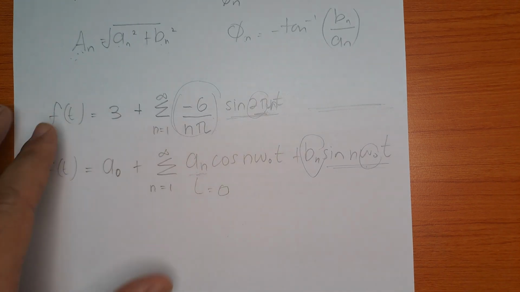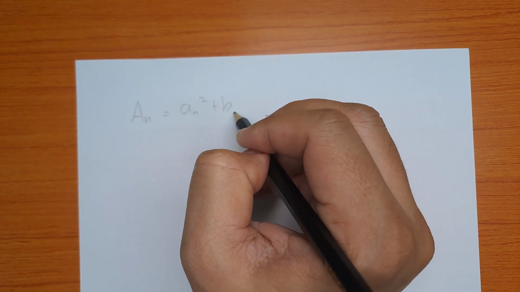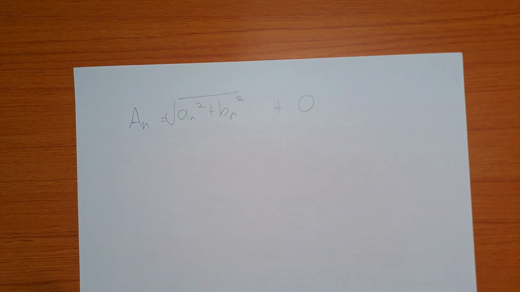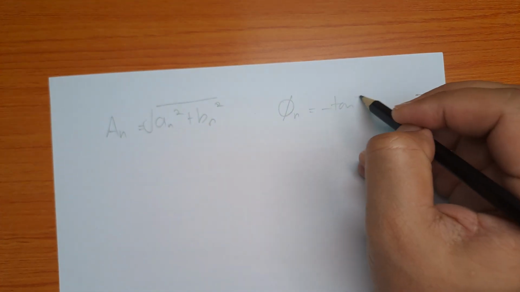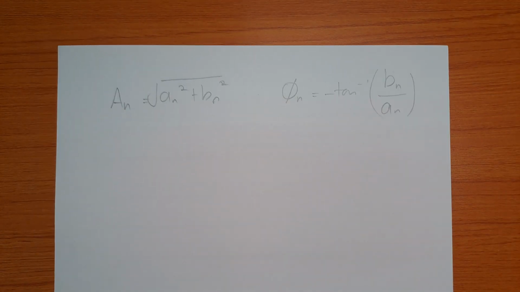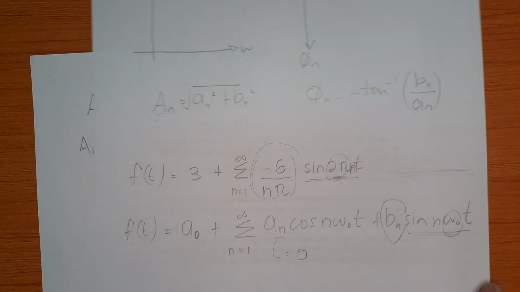Let's calculate that. Let's do that for 3 values or 3 terms, right? Now for the first one, a1, again an is 0.